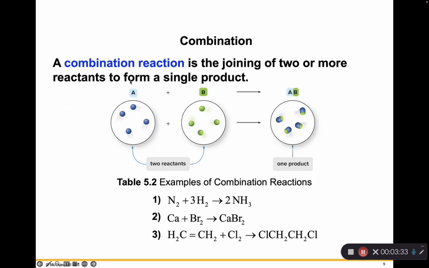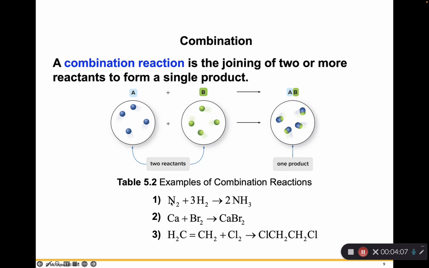A combination reaction is the reaction where two or more reactants combine to form a single product. If you have two or more reactants but they combine to become one complex single product, we put them under the combination reaction. A combination reaction might also be called a synthesis reaction. You are synthesizing one product from two reactants. Here are some examples.